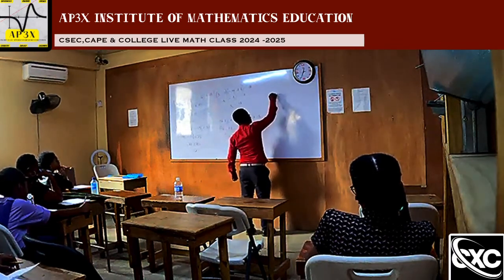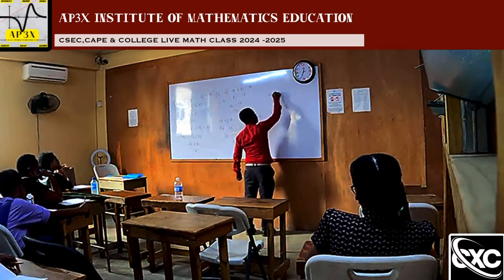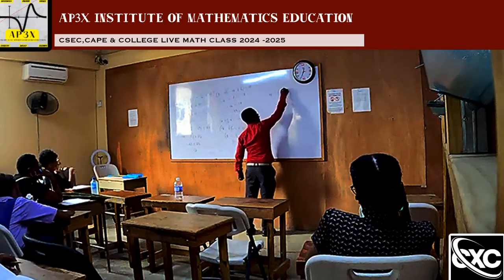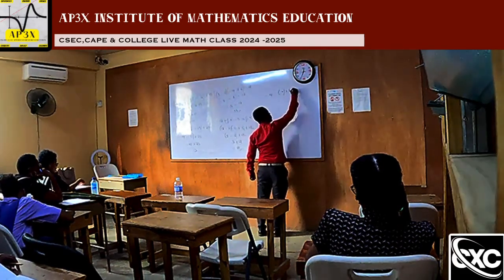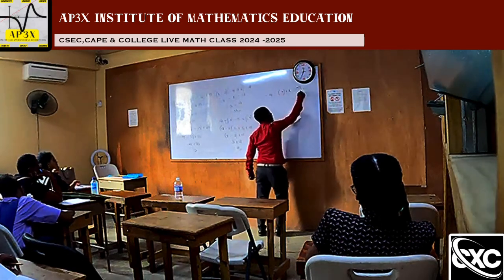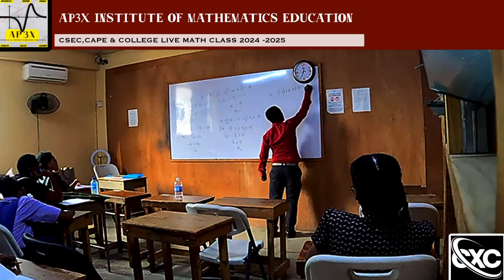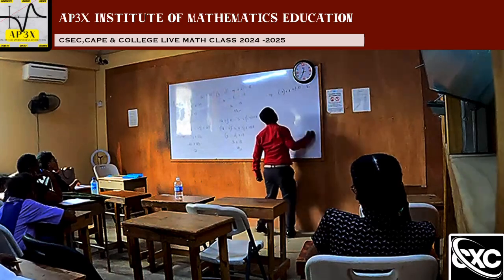Negative 14, minus open bracket negative 9, plus 8, plus negative 7, minus 6. That's it? Yeah. Okay, go.